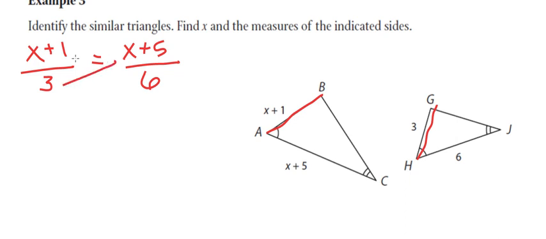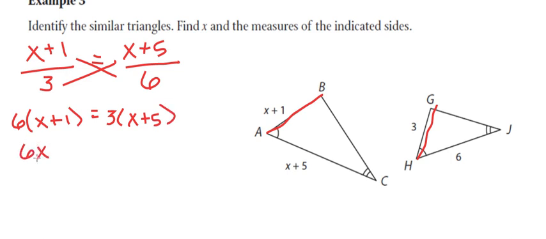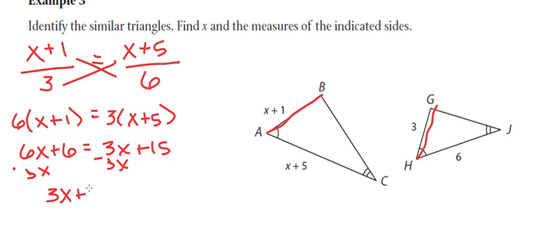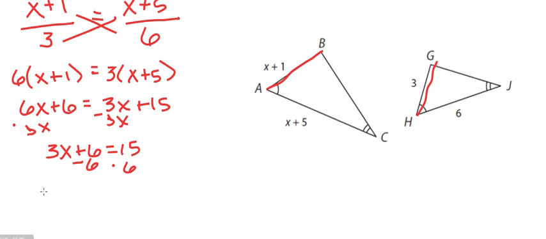So now I need to cross multiply. That's going to be 6 distributed to x plus 1 is equal to 3 distributed to x plus 5. So that's going to give me 6x plus 6 is equal to 3x plus 15. I'm going to subtract my 3x and get that 3x plus 6 is equal to 15. I'm going to move my 6 and I'm going to get that 3x is equal to 9. And ultimately that x is equal to 3.